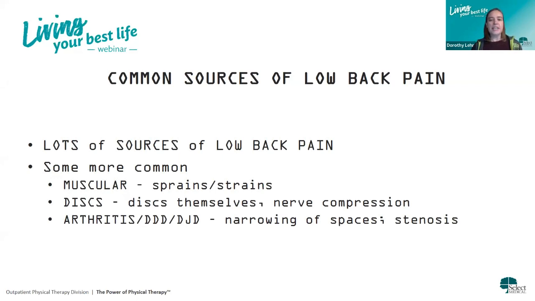Okay. It's also important to keep the hips and the lower extremities strong, since they also act on the low back. And then other sources of back pain that we're going to talk about are the lumbar discs, which pain can come from discs themselves, as well as nerve compression. And then you've got arthritis or degenerative disc disease or degenerative joint disease. Any of these might be familiar terms to you. It all basically means some narrowing of the spaces in the spine, or spinal stenosis.